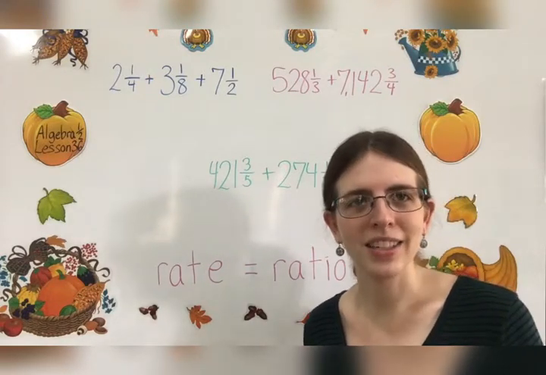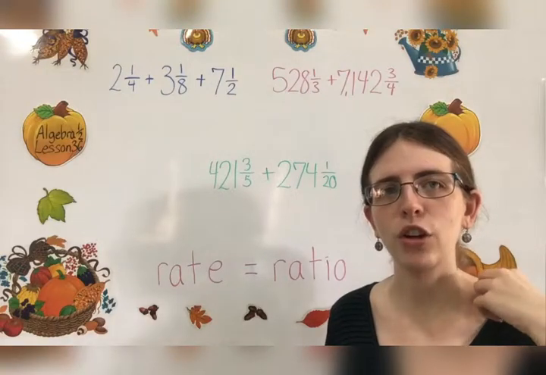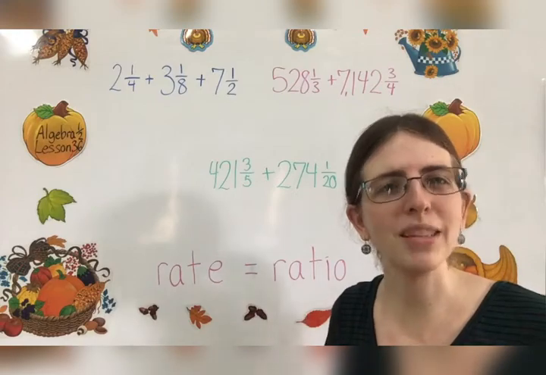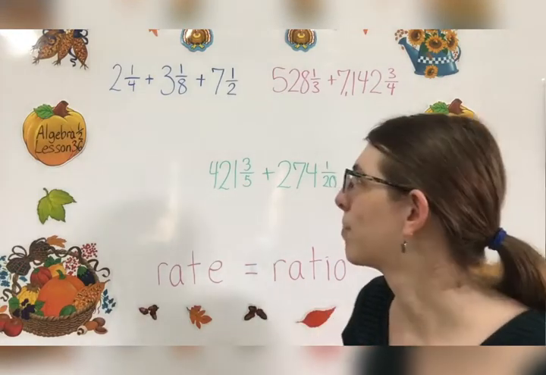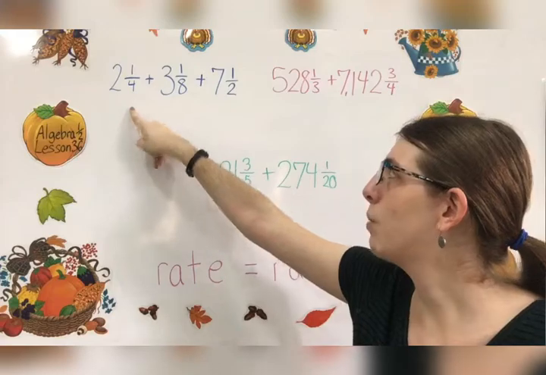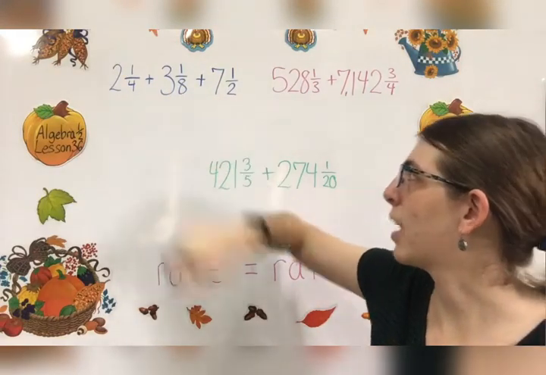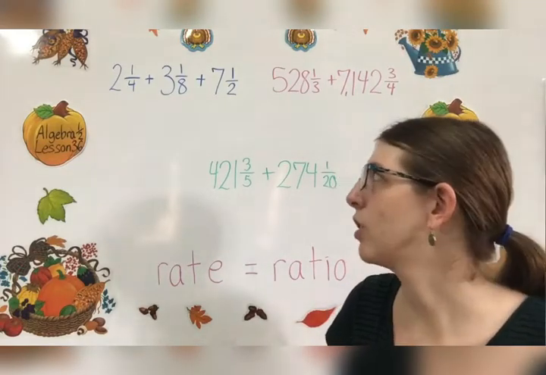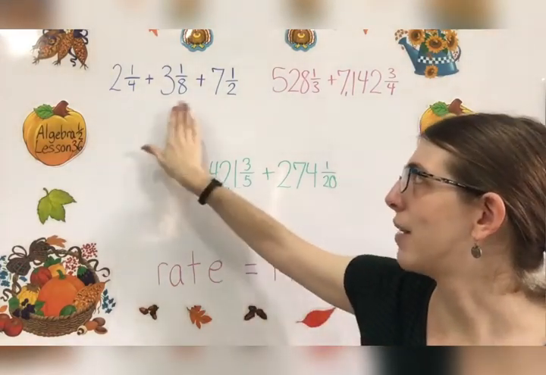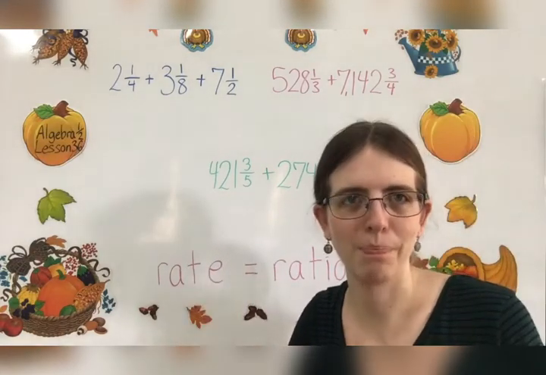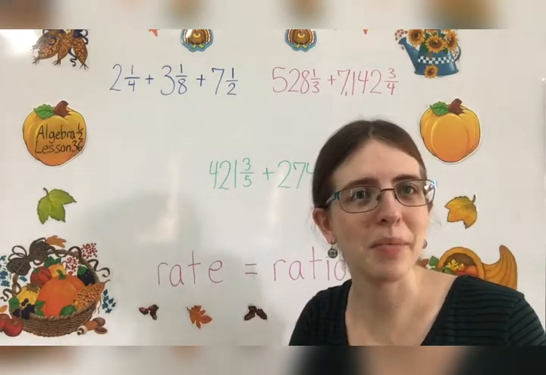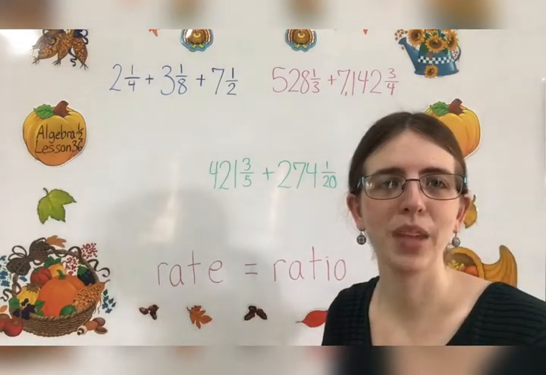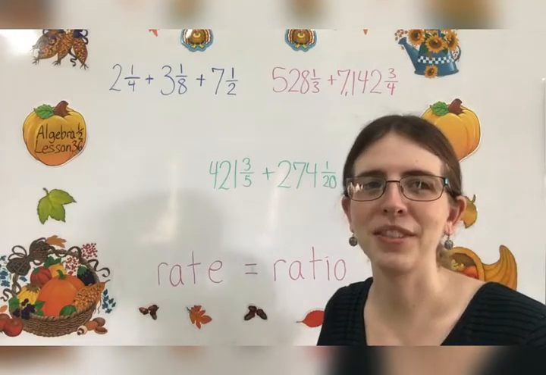Now with adding mixed numbers, this is something that you've been practicing for a good while now, so it's nothing new to you, but we're just reviewing it to make sure that you're solid on this concept. So if I have a problem like this, 2 1/4 plus 3 1/8 plus 7 1/2. Well, in order to add my mixed numbers, first I'm going to look at my fractions. What do I have to have in all of my fractions in order to add them? A common denominator, that's right. Do my fractions have common denominators? Unfortunately, not yet, so I have to change them.